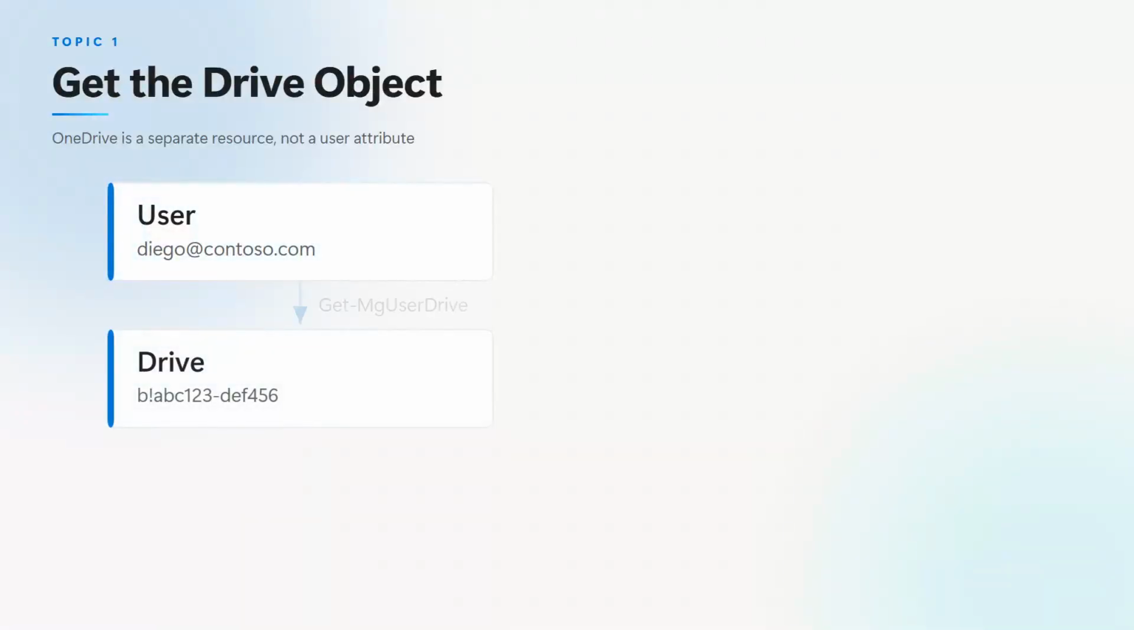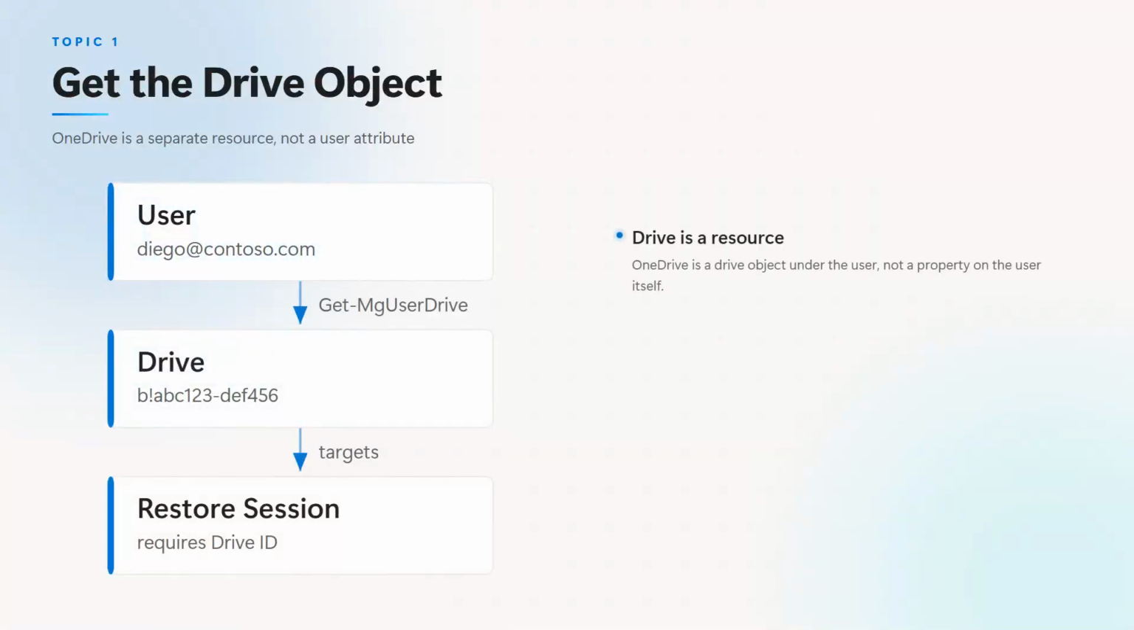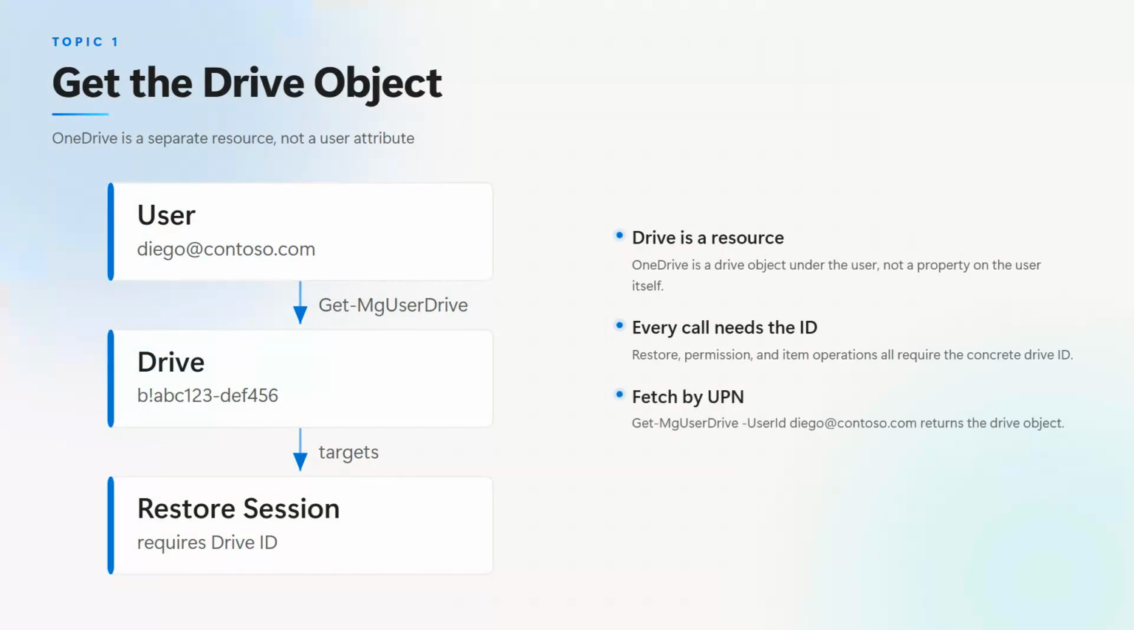When a OneDrive is hit by ransomware, your first move isn't restoring files, it's getting the drive object. Almost every Graph call for recovery, permissions, or version history requires a drive ID, not a user principal name. So we start by pulling the finance director's drive and storing that ID. We'll also check a brand new hire's account, because a missing drive there isn't a permissions bug. OneDrive is provisioned lazily on first sign-in, not at license assignment.